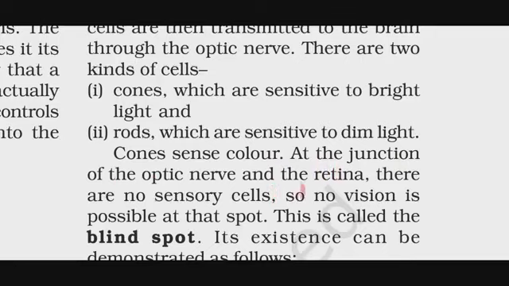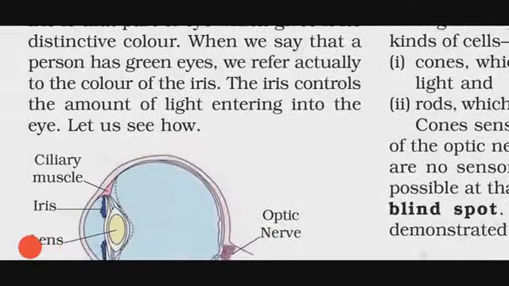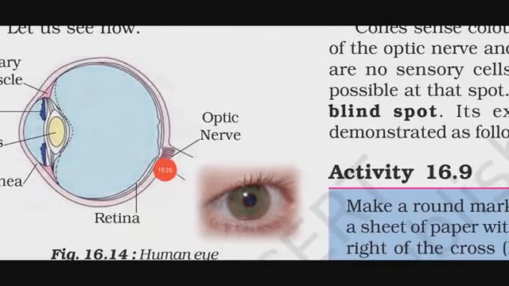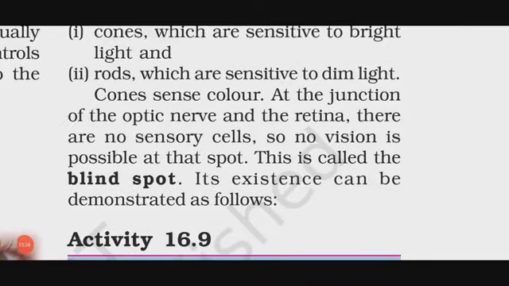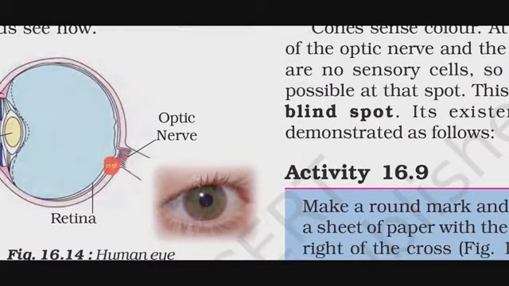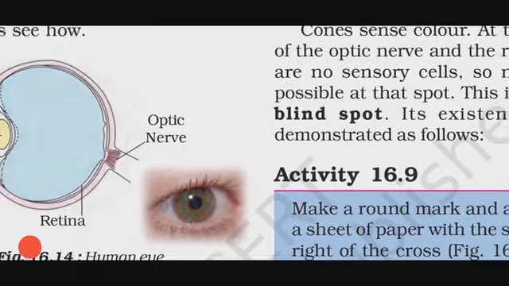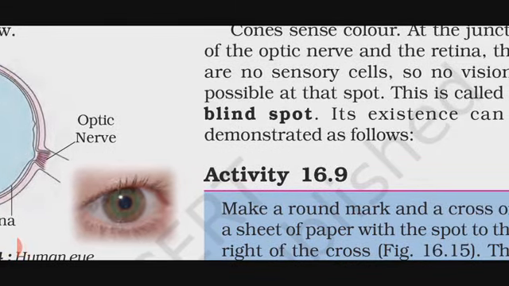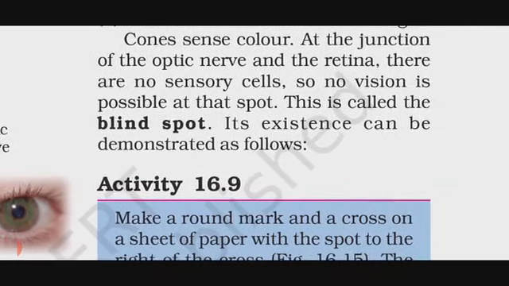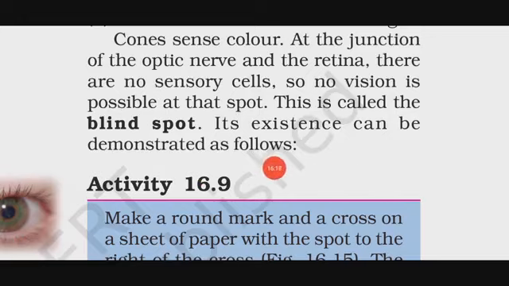At the junction of the optic nerve and the retina, there are no sensory cells. As you can see here, at the junction of optic nerve and retina, there is a spot that's called a blind spot. So at the junction of the optic nerve and the retina, there are no sensory cells. So no vision is possible at that spot. As you can see here, this is called the blind spot. Here there are no sensory cells. This means that it will not sense any image. The image will not be formed here. So its existence can be demonstrated by the following activity.